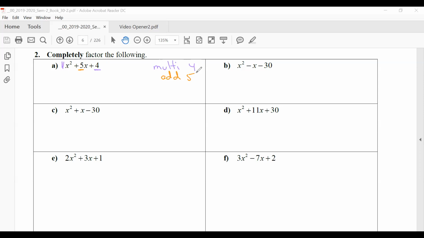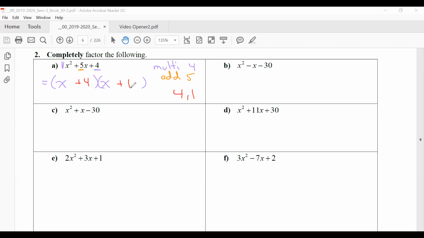So I always have to think about what those two numbers are. I always have to play this little game. Well, it multiplies to 4 and adds to 5. My two numbers are 4 and 1. So now I can factor this thing. So this equals, well, x times x, because that's going to give me my x squared. And then all I have to do is take my two numbers, plus 4, plus 1.